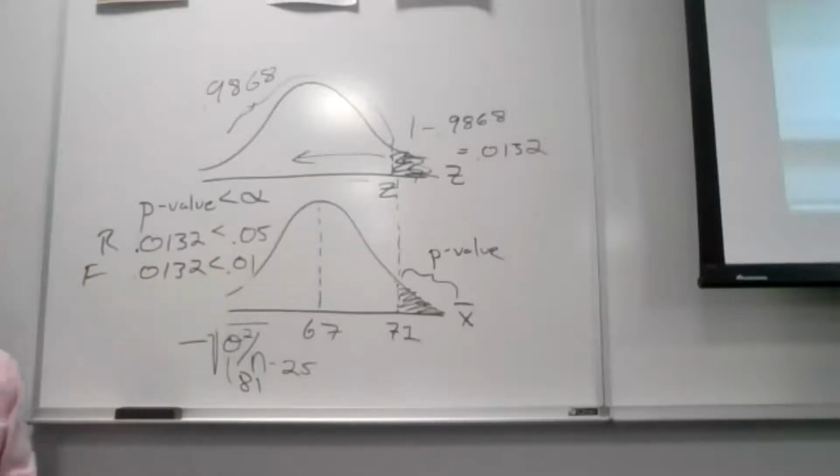There, it's not quite less than 0.01, right? That's the alpha for a 1% significance level, so I would fail to reject.